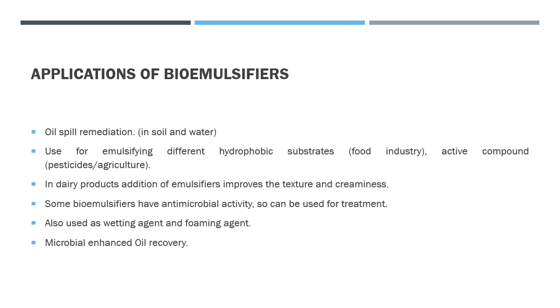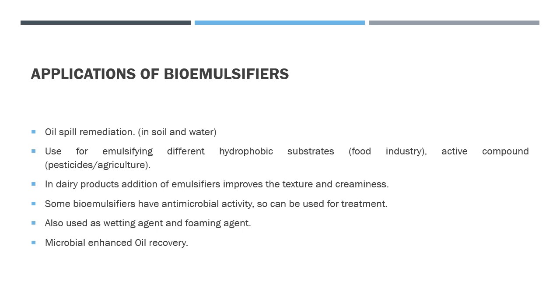The first is very common and important, that is oil spill remediation, that can be in soil or water. Even oil spill sites are there, or remediation of oil spills in soil is also there. So it is very important to tackle these conditions. Here you can use bioemulsifiers, or you can directly inoculate or do the bioremediation technique by using the microbes which are able to produce these bioemulsifiers.